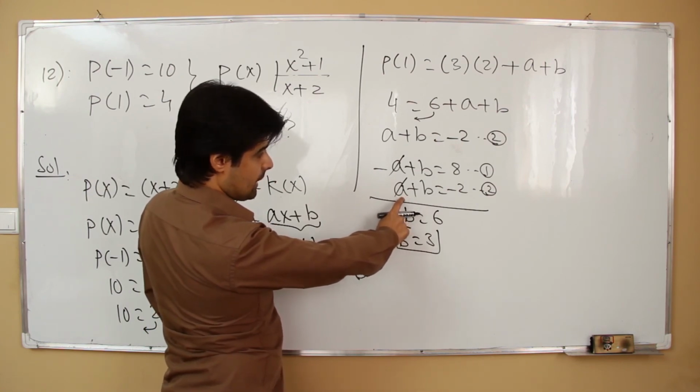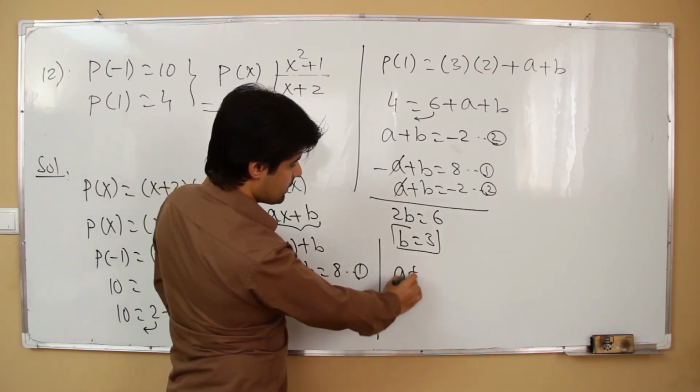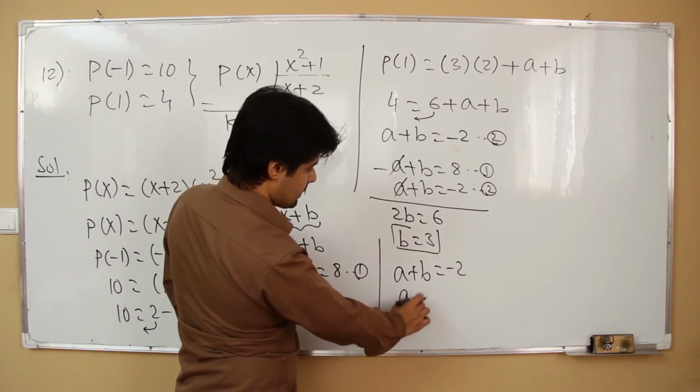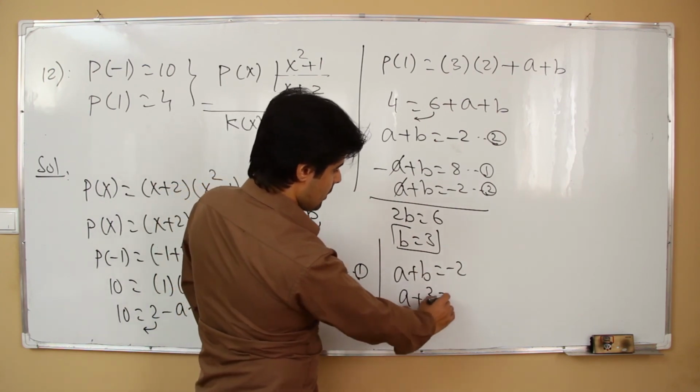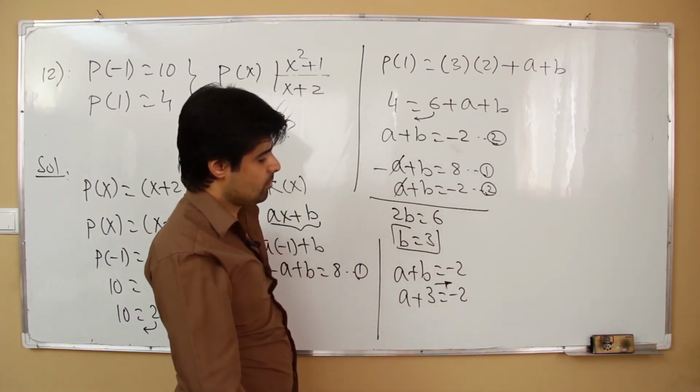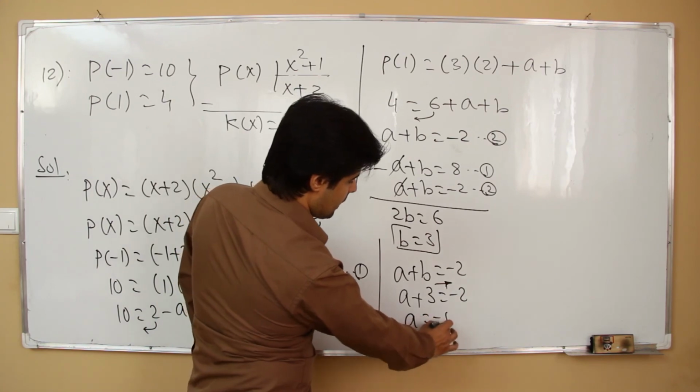Now, instead of b, put 3. Should I put in second equation? Yes. a plus b is equal to minus 2. a plus, instead of b, it's 3, is minus 2. Put plus 3 to the right side. So it would be minus 5.